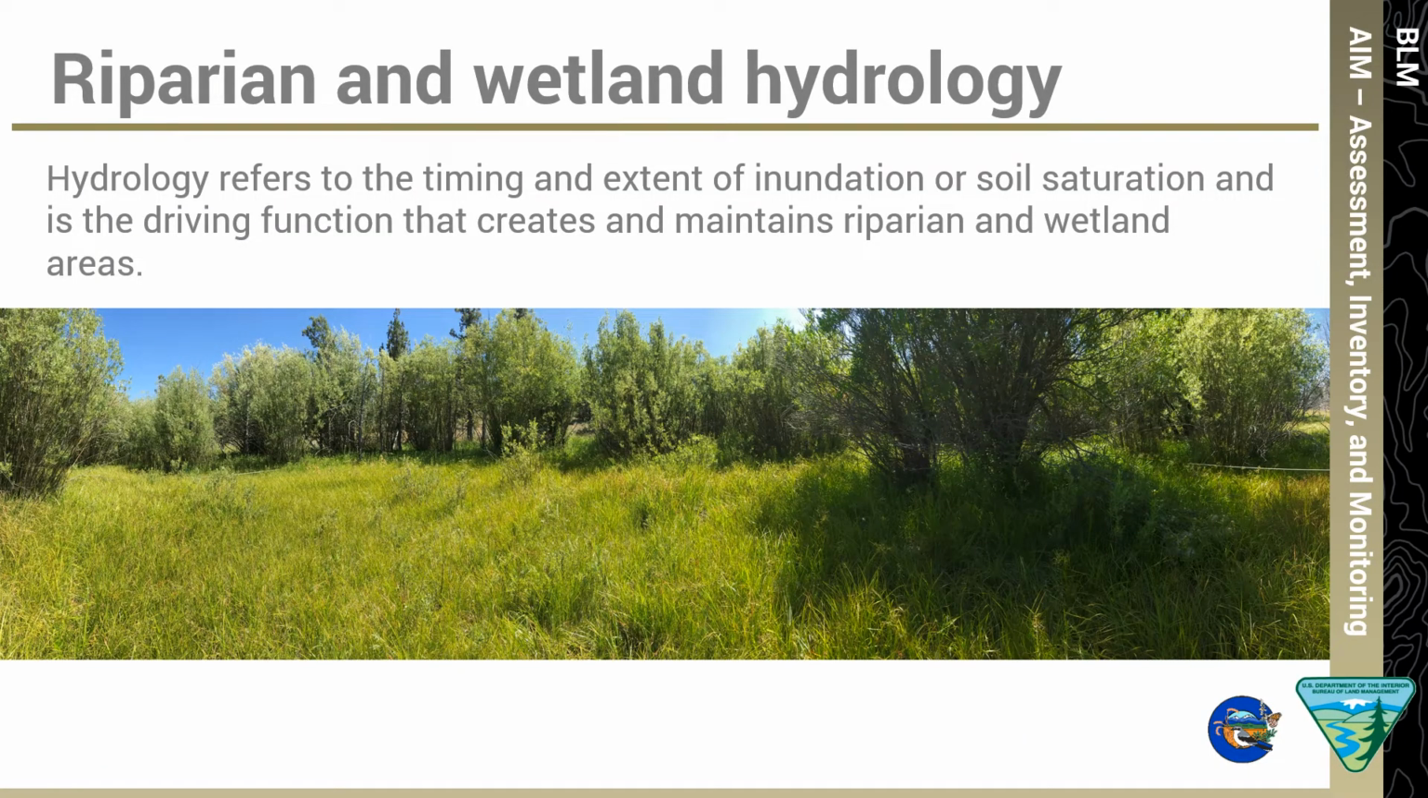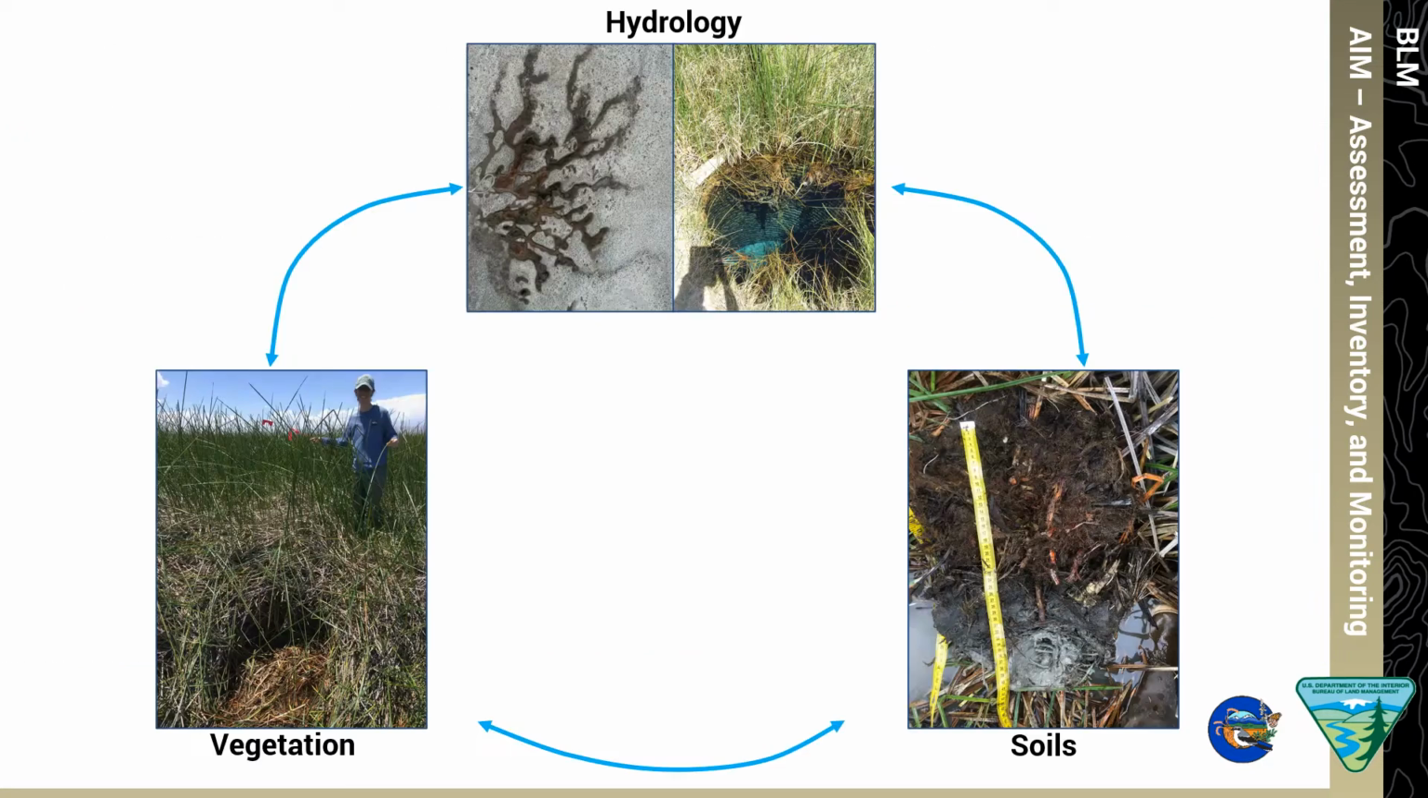Hydrology refers to the timing and extent of inundation or soil saturation and is the driving factor that creates and maintains riparian and wetland areas. Landscape position, climate, topography, surrounding land use, and soil permeability all influence the hydrology of these areas. Hydrology is the defining feature of riparian and wetland ecosystems.